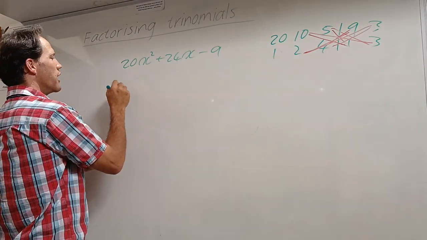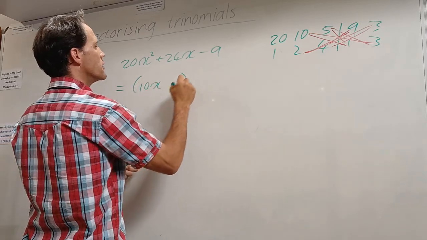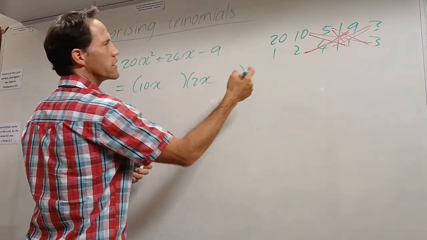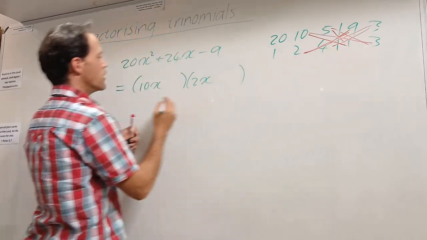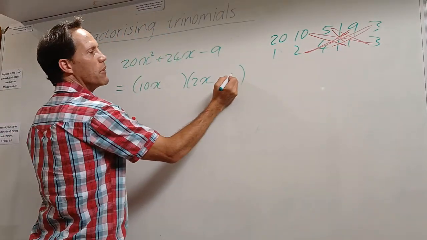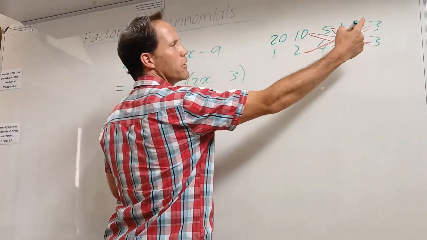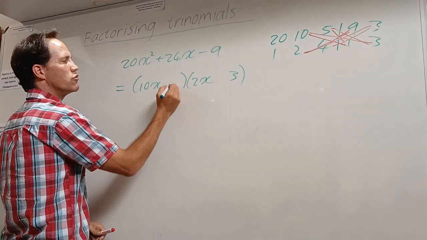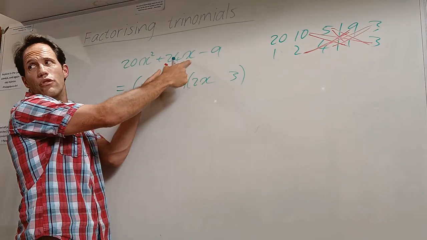So we know now we have to use the 10 and the 2, so it's 10x and 2x, and then 10 must be multiplied by 3. So the 10 must be multiplied by the 3, and the 2 must be multiplied by the 3. And then we want positive 24x.